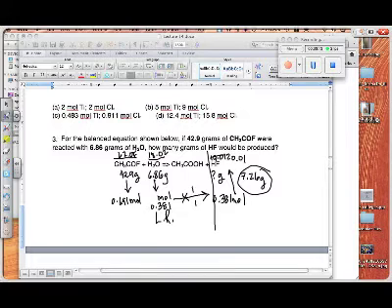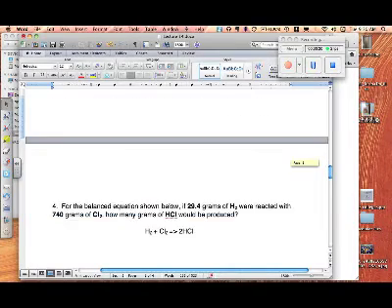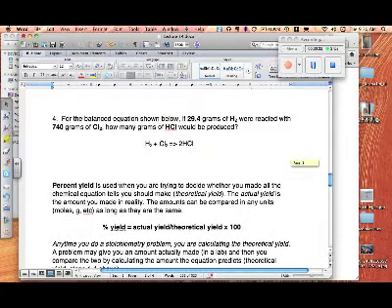All right, get them into moles, divide by the coefficients to see which one is limiting. From there, it's pretty much the same. We only have one thing to add to today's lecture, and that is percent yield. One more problem before we get into percentage yield.